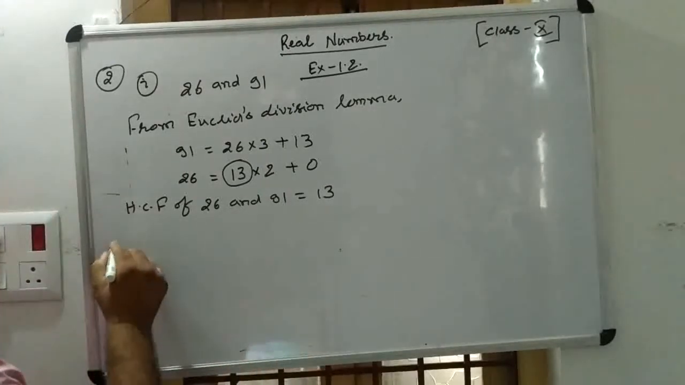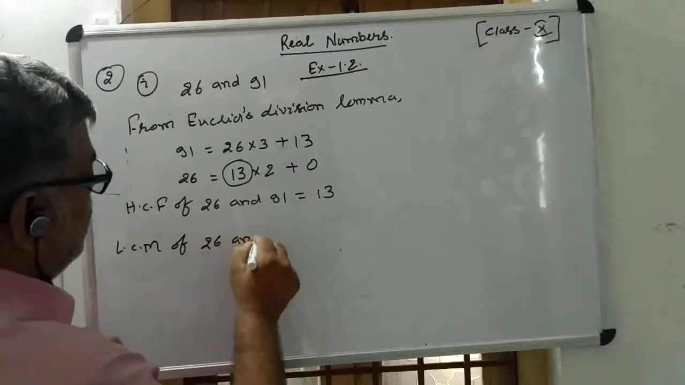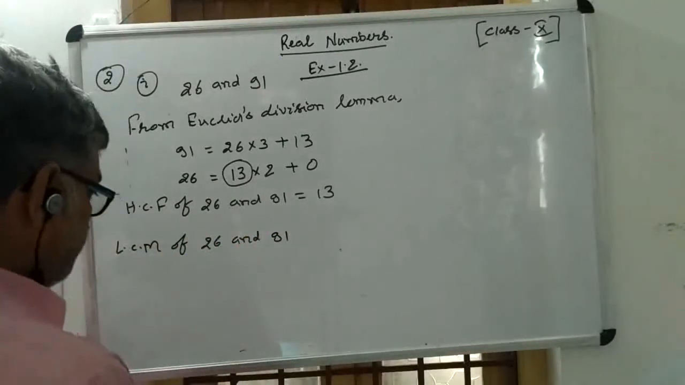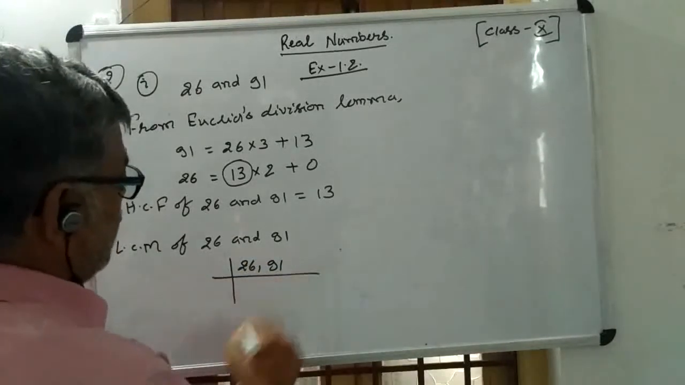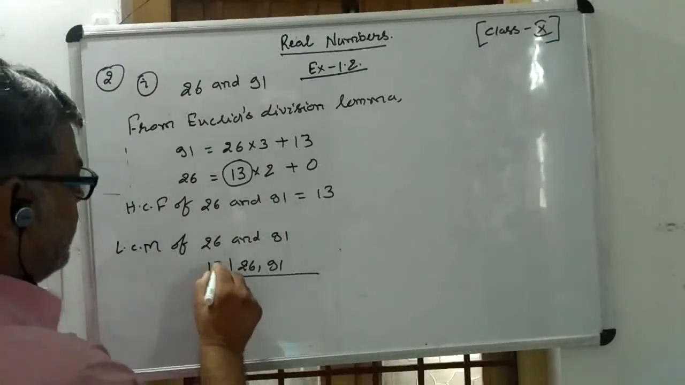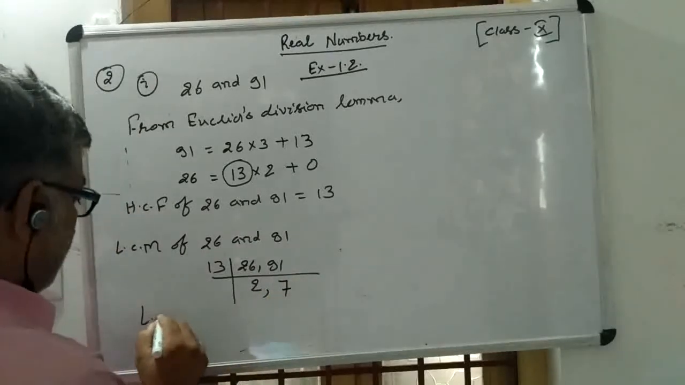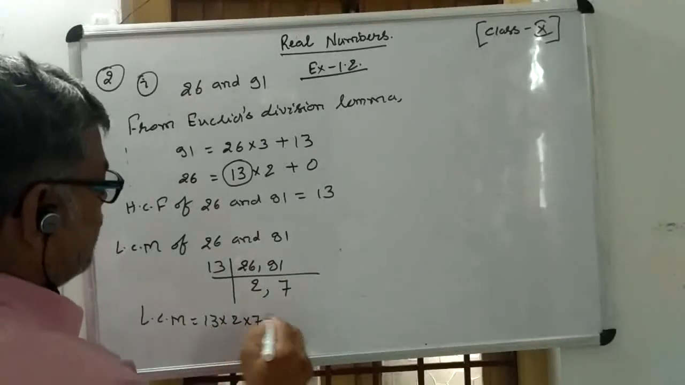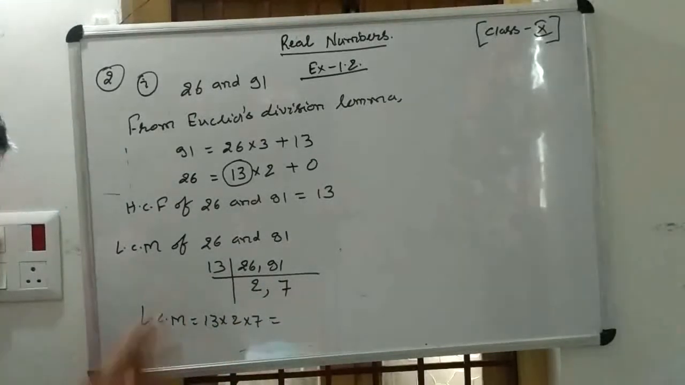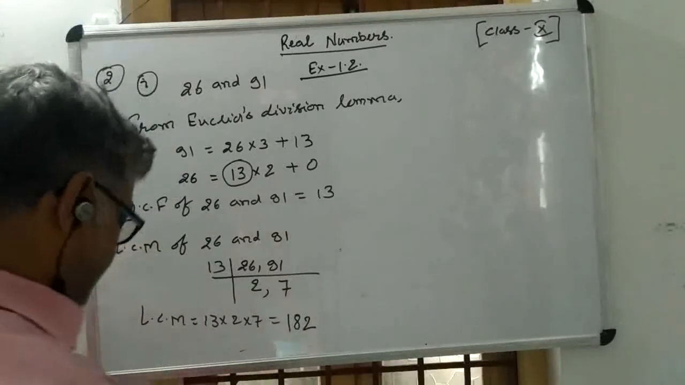So now we have to find the LCM of 26 and 91. To find the LCM, let's apply the division method by dividing directly by the HCF, that is 13. It will be 2 and 7. So LCM equals 13 into 2 into 7, that is 13 times 7 is 91, and 91 into 2 is 182.